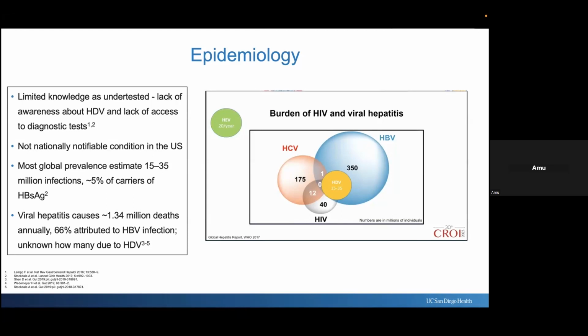Viral hepatitis in general is estimated to cause a little more than 1.3 million deaths annually, and 66% are attributed to hepatitis B infection. But what fraction of hepatitis B associated mortality involves hepatitis D remains uncertain, while it's known that hepatitis D is generally associated with the most severe forms of acute and chronic viral hepatitis. Fortunately, there appears to have been a significant decline in the incidence of hepatitis D infection globally, driven by increased vaccination against hepatitis B.